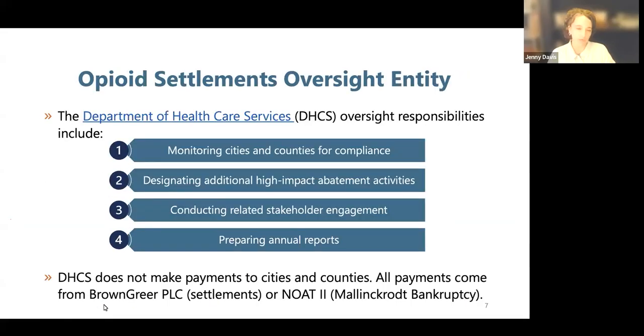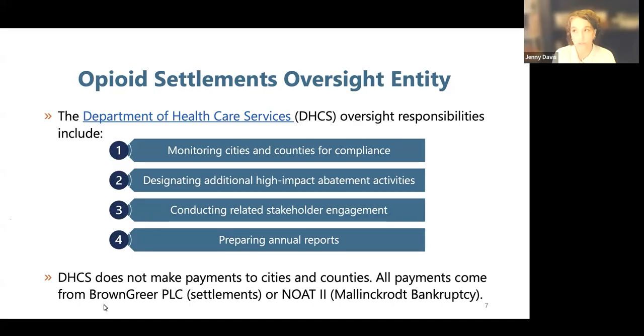During the course of what I just mentioned in those settlement agreements, DHCS was named as California's oversight entity. So some of the responsibilities that we have are shown here on this slide. They include monitoring the cities and counties, specifically the ones that are in receipt of those opioid settlement funds, for compliance. We have the authority to designate additional high impact abatement activities. And if that is a new term for you, don't worry, we will go over what a high impact abatement activity is. We frequently conduct related stakeholder engagement. And we are also tasked with preparing annual reports.